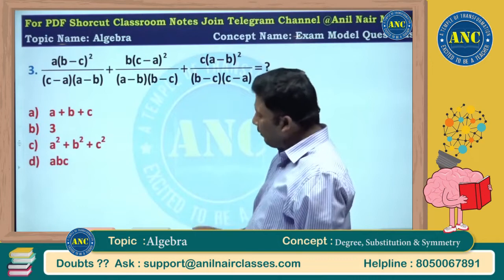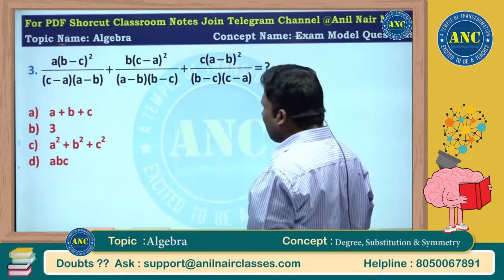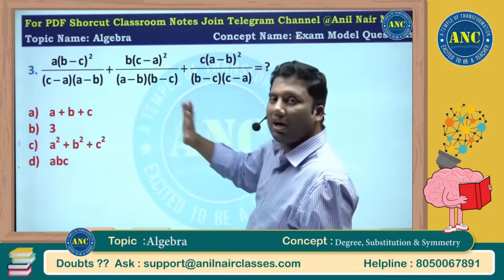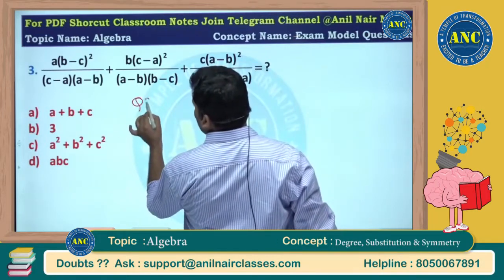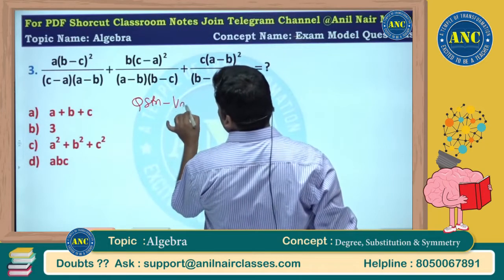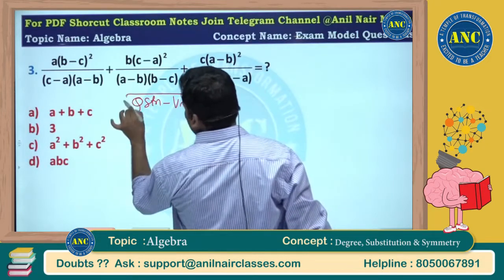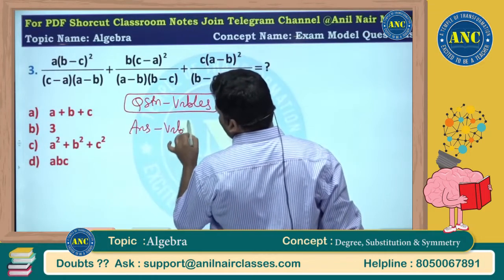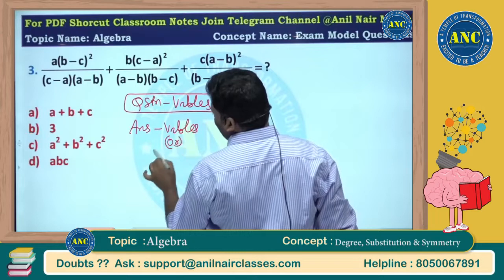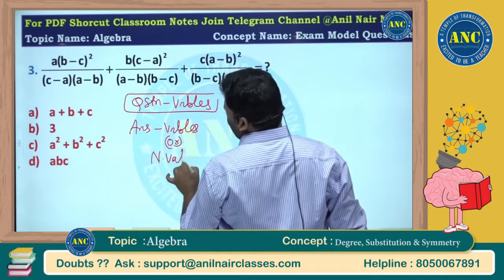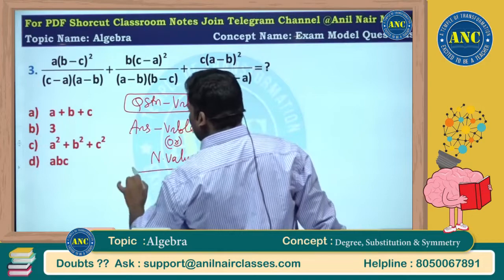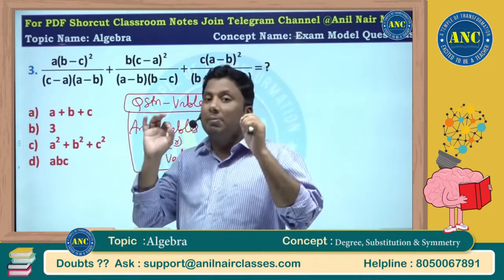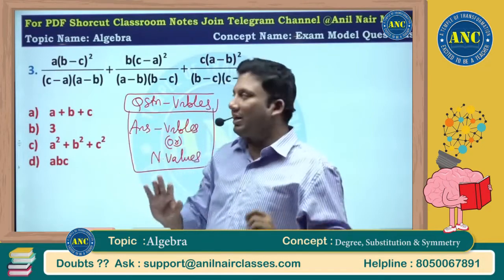a into (b minus c) whole square. What does the question contain? The question contains variables. The answer contains variables or numerical values. The degree method is used when the question has variables and the answer has either variables or numerical values. If the question contains variables, the degree method can definitely be used to eliminate incorrect answer options.